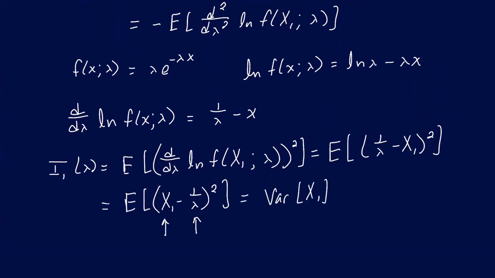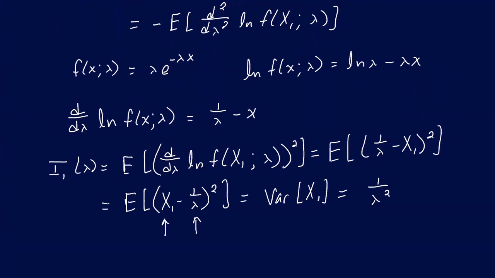Most Fisher informations will come out to be a variance. And if not, you can usually adjust them to make them look like a variance. But the variance for the exponential distribution is 1 over lambda squared.